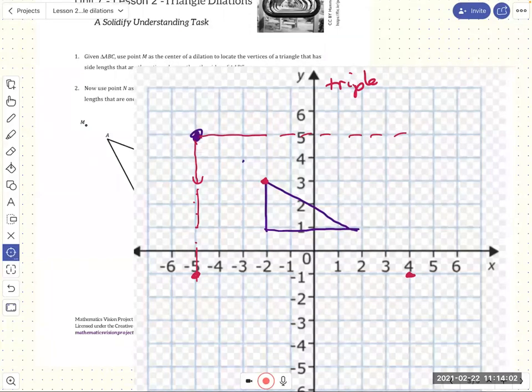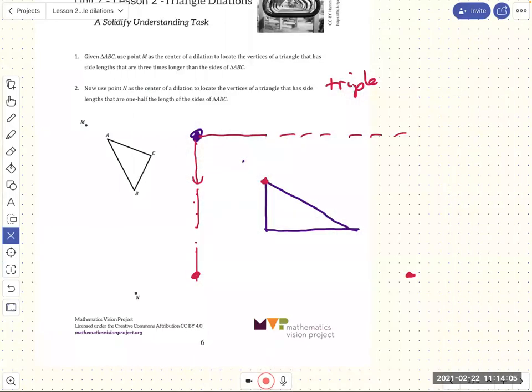Let's get rid of this guy. Oops, look at that.